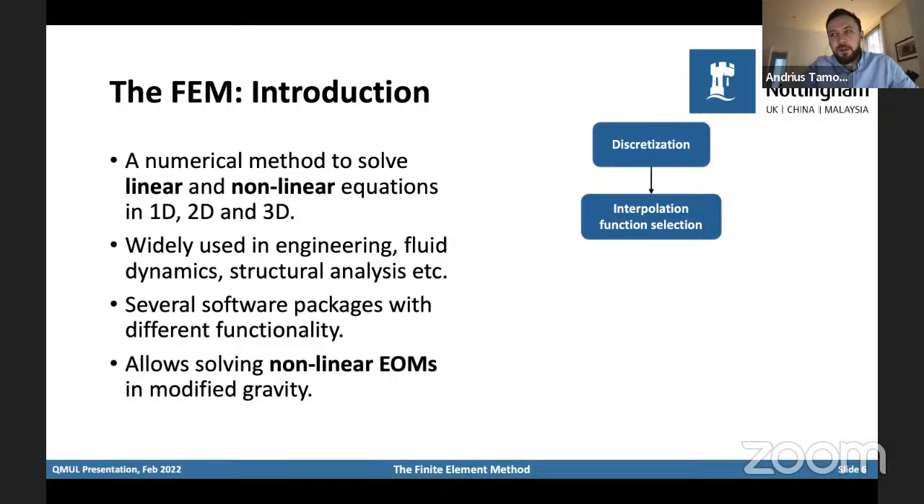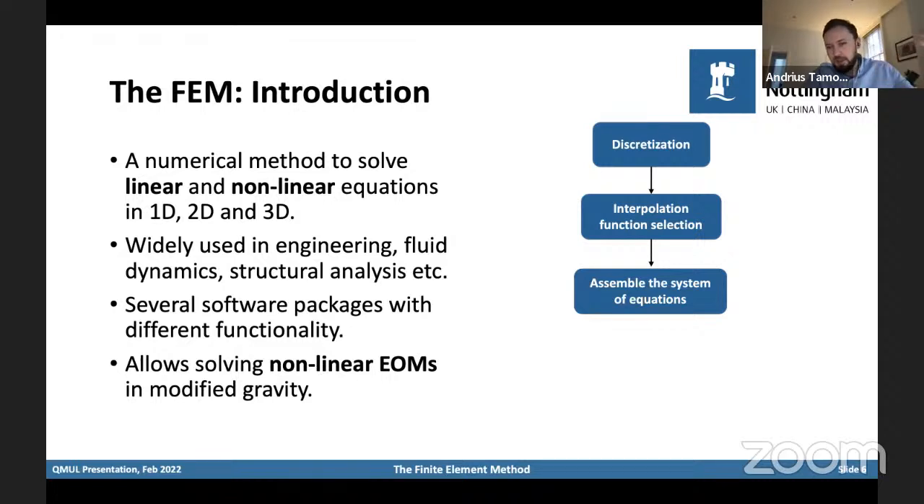Then you approximate the function that you want to solve. You re-express it in terms of a sum of some basis functions that you can choose, and particular coefficients. These are the coefficients that you're going to be trying to obtain numerically. You assemble the system of equations. So you take all those little equations in each of those finite elements, and you form a system of equations that you can solve.